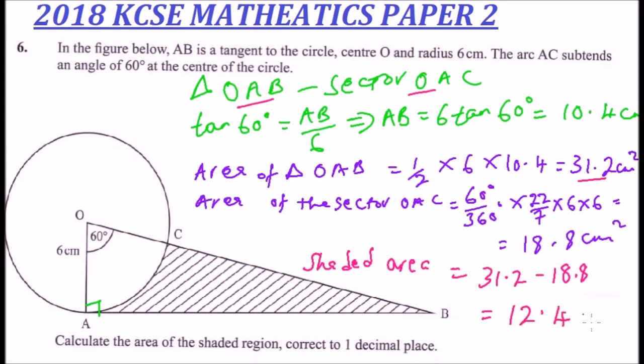12.4 centimeters squared. So that is the area of the shaded region, and that is how you work it out, and with that you earn yourself a whole mark. So that's how you work out that question.